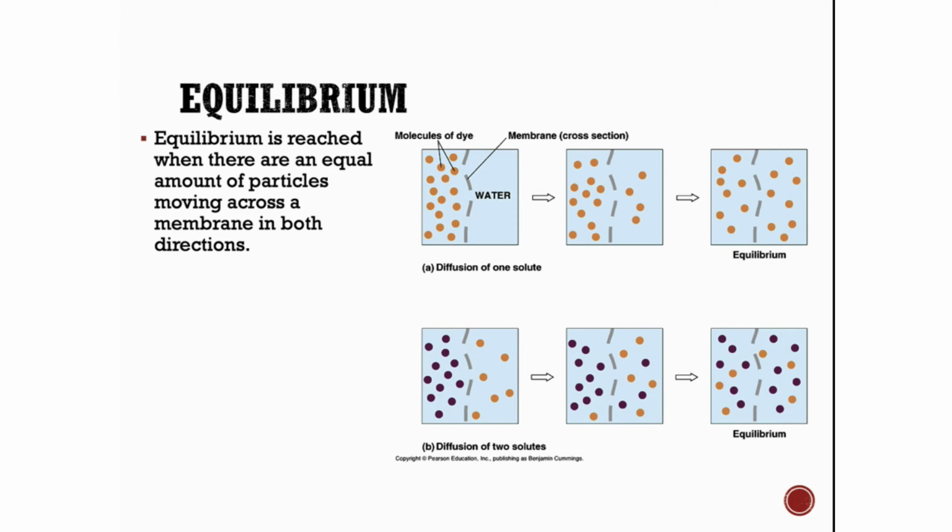Equilibrium is reached when there's an equal amount of particles moving across the membrane in both directions. So during the diffusion process, the solute particles move to the higher concentration of the water, and higher concentration of water goes to the lower concentration of water, and at the end the equilibrium is reached.